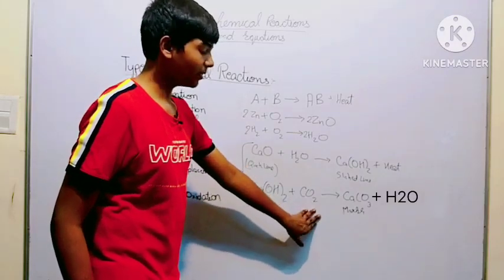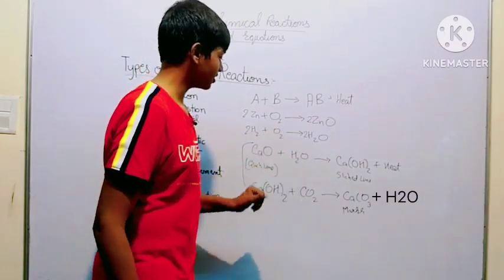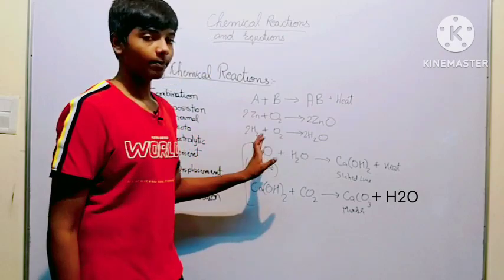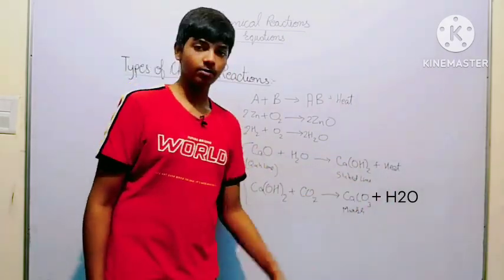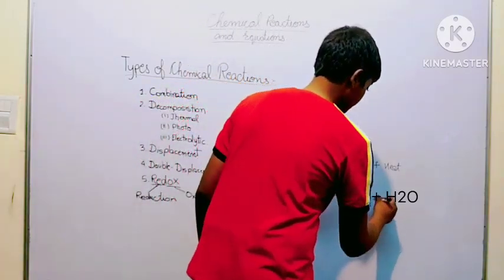This is also a combination reaction, and this is also a combination reaction. Calcium oxide, quicklime, plus water giving calcium hydroxide plus heat, and calcium hydroxide plus CO2 giving calcium carbonate with heat as well.